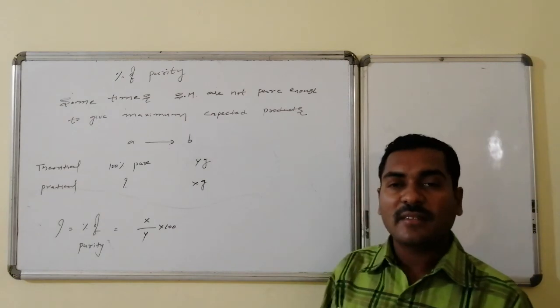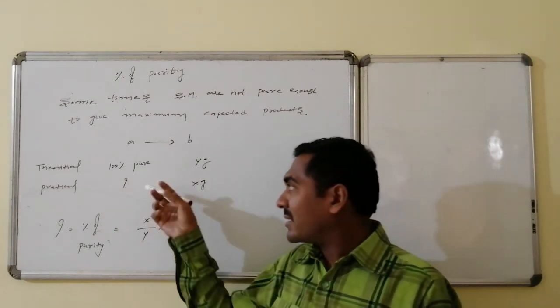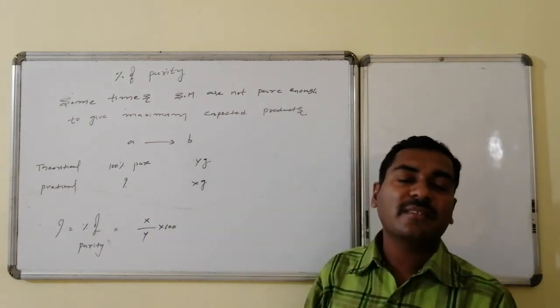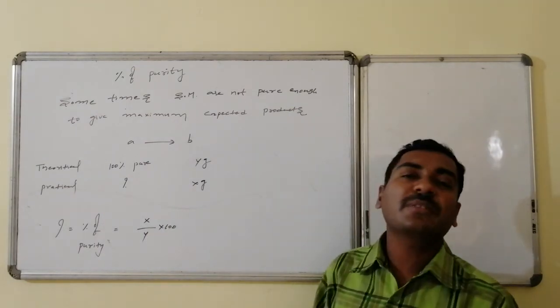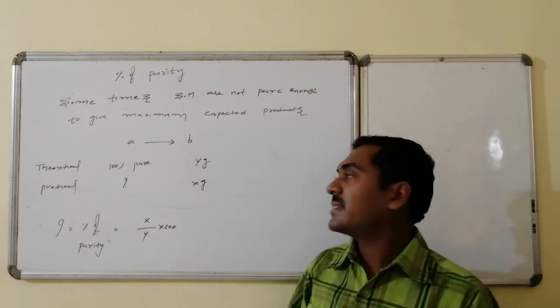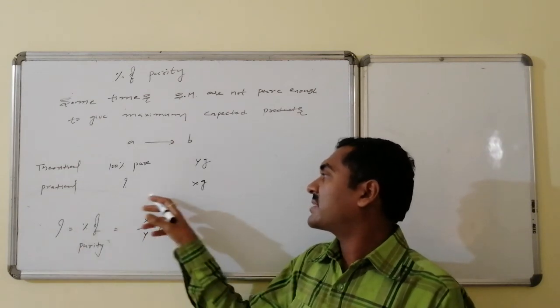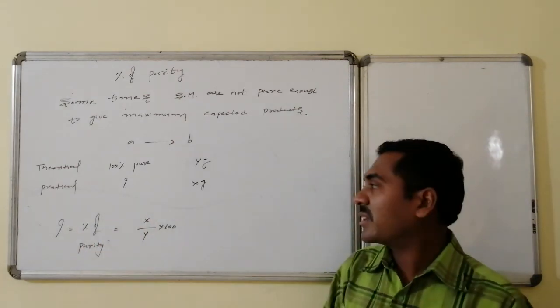Y is greater, because if it is 100% pure, it should produce Y. It is not 100% pure, that's why it is producing X grams, not the Y grams. Then how much percentage of purity is present? Here purity is 100%. Now how much percentage of purity? The question mark stands for the percentage of purity of the starting material.